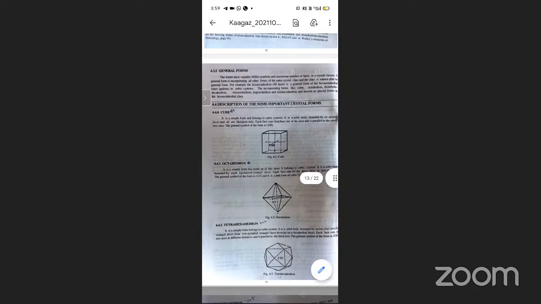Now let us see some important crystal forms mentioned here. It's a cube. This is the form. I'll tell you about that also, but before going to that, we need to know the isometric, tetragonal, and orthorhombic systems. I will give you an introduction today, and we'll continue in tomorrow's class.